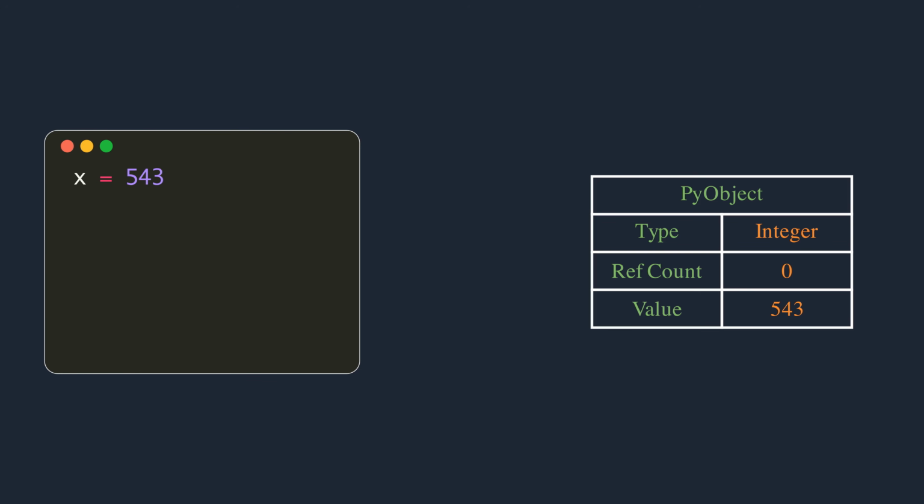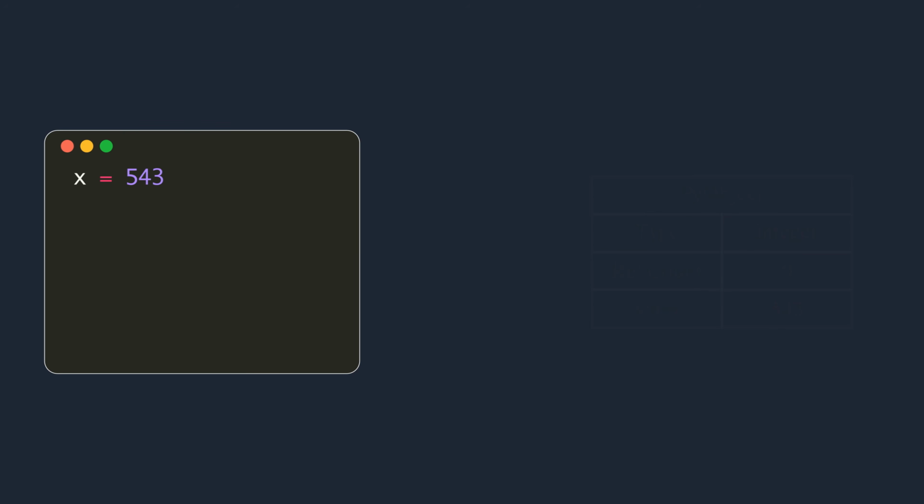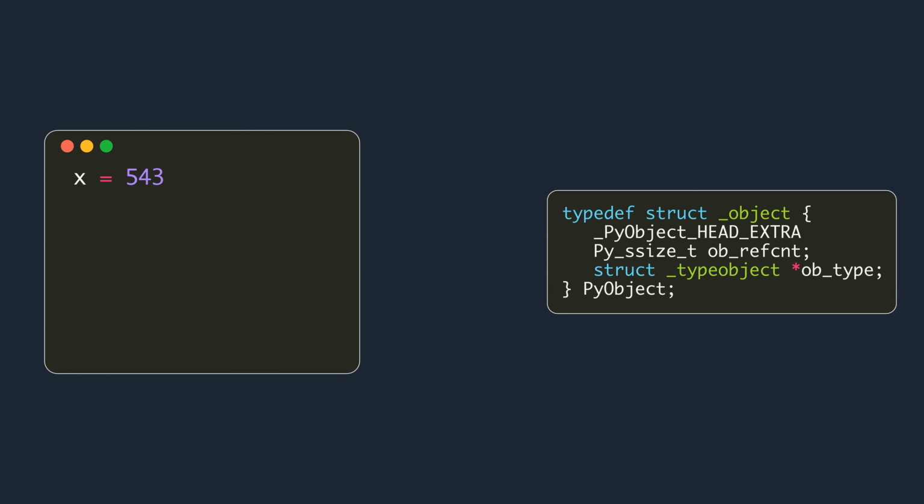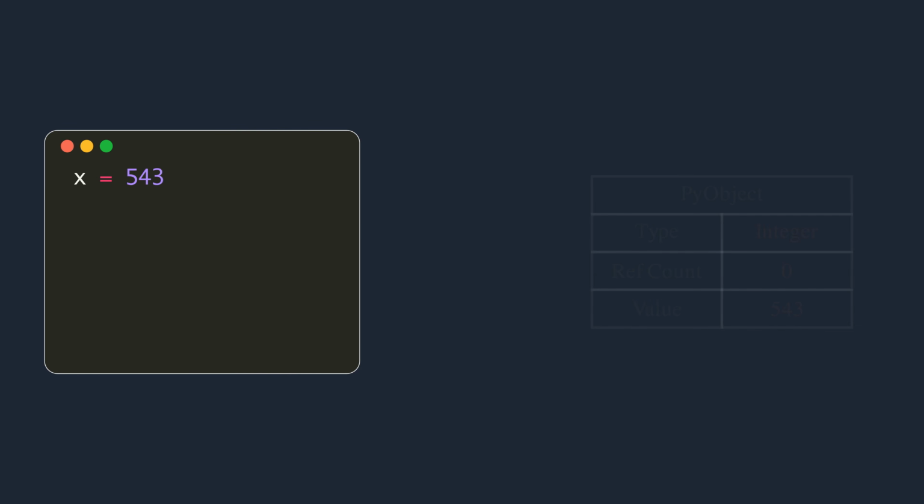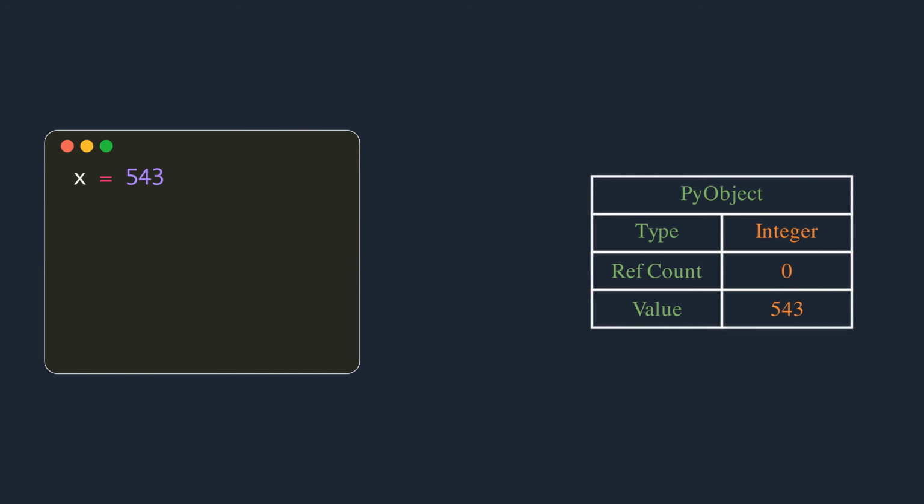The PyObject represents the base structure for all Python objects. In the interpreter code, this PyObject is defined as a C struct. We will use this conceptual view in the remaining part of the video. We are interested in these fields: the type information, reference count, and the actual value. Once created, these objects do not move around in memory, that is, they have a fixed size and memory address.